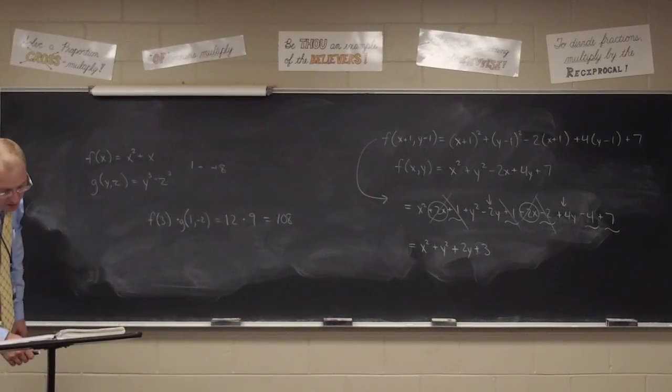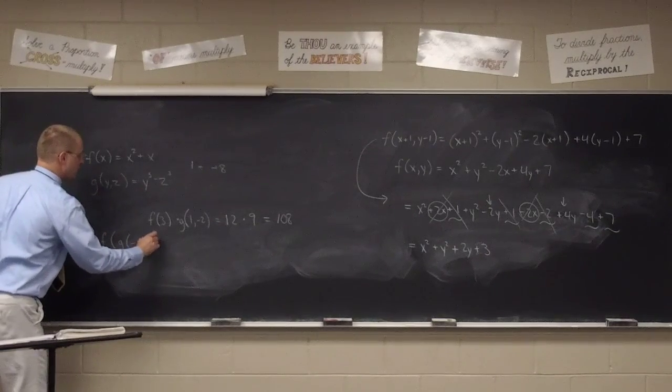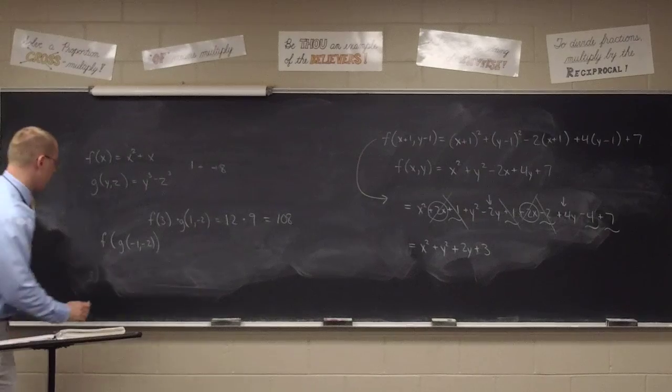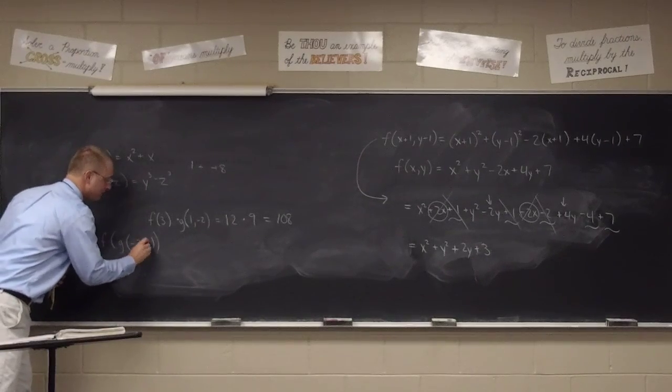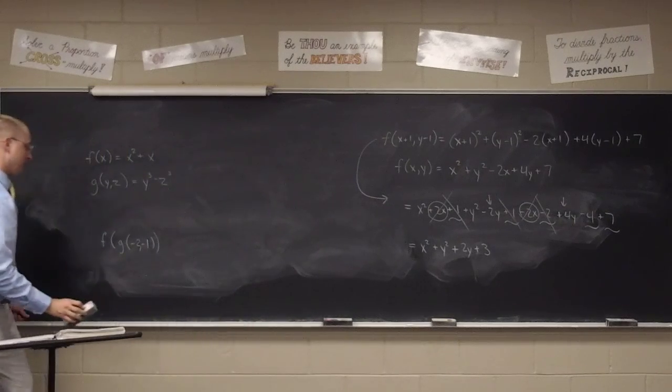Look at the next part. They want us to find f of g of negative 1, negative 2. Or maybe negative 2, negative 1. I'm dyslexic. Negative 2, negative 1. All right, at your seats. Find f of g of negative 2, negative 1.